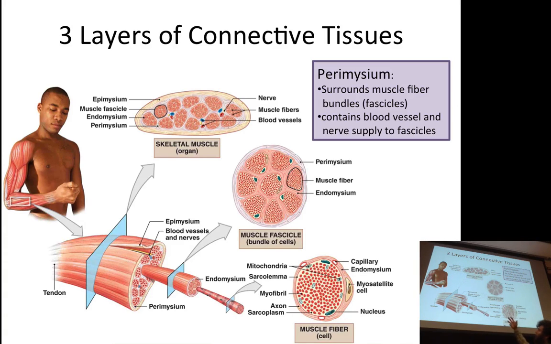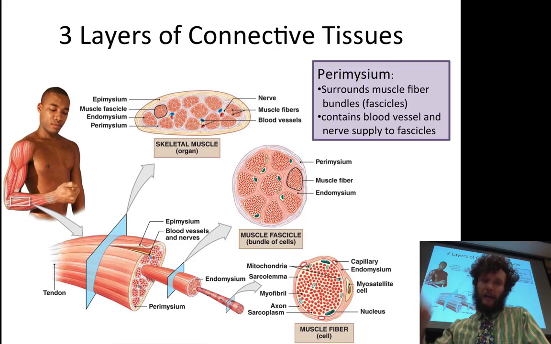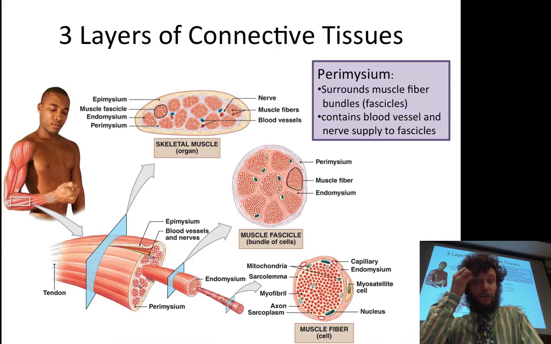Now, within a single muscle, we are going to pull out a muscle fascicle. So that's one of these bundles here. In that top panel, we see a skeletal muscle, and then they're indicating each of these little bundles. We've pulled one of the bundles out. That's a muscle fascicle. A muscle fascicle is surrounded by a different type of connective tissue called perimysium.